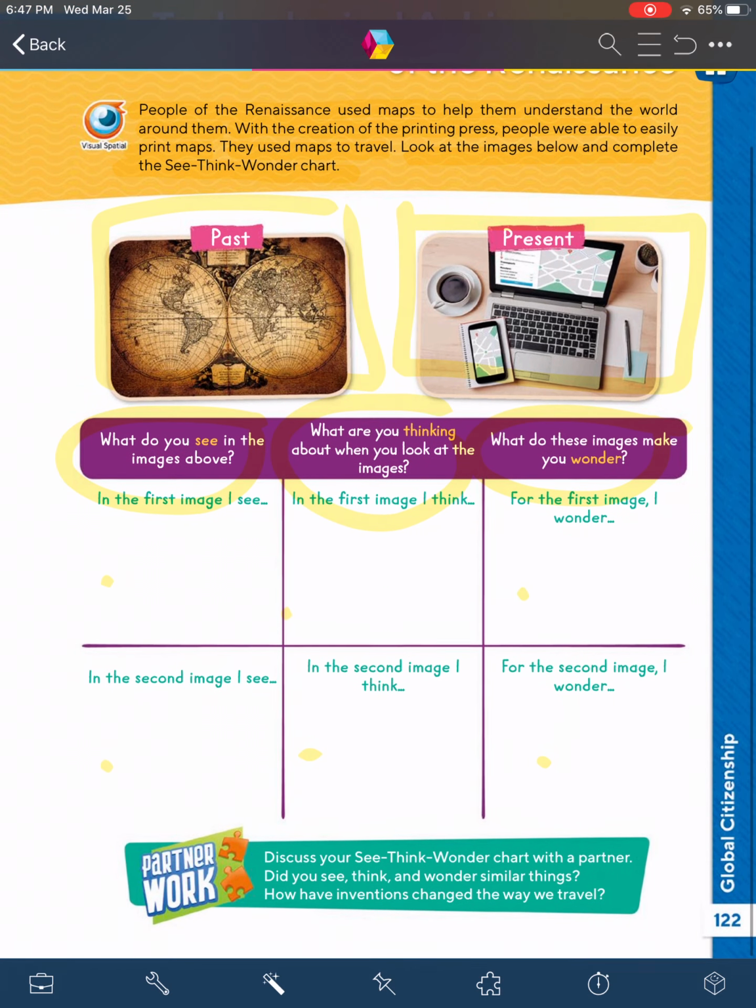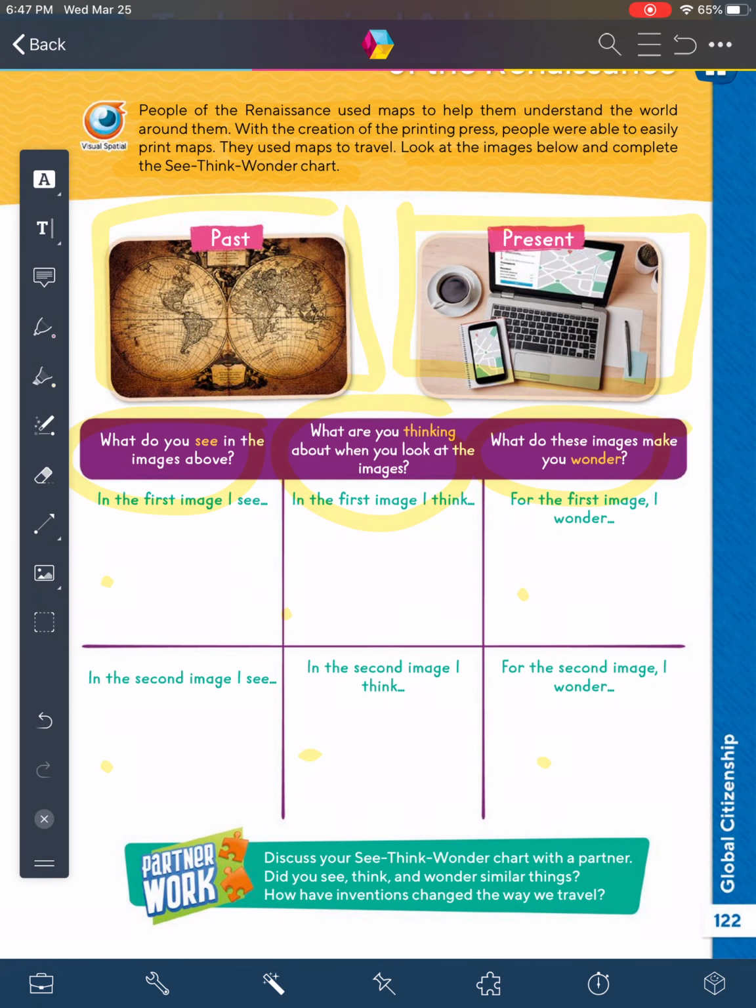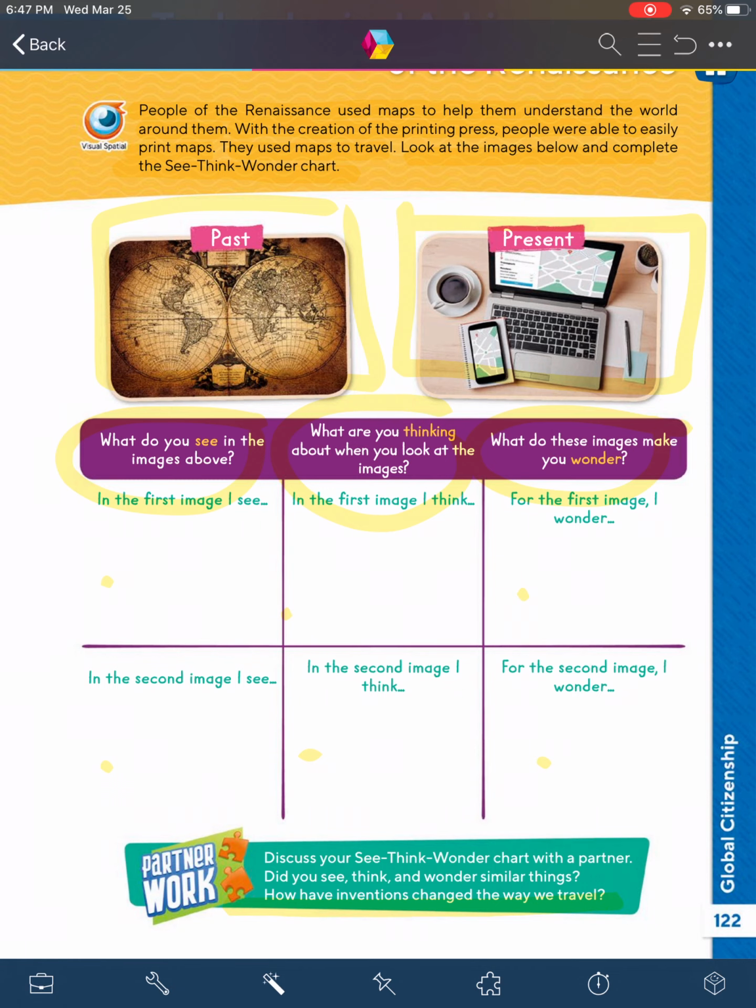At the bottom of the page, you have one question that I would like you to answer that says, how have inventions changed the way we travel? Okay? If you have the chance, talk to your mom and dad and ask them the way they traveled some years ago. And if you also have a grandma or grandpa, ask them the same.